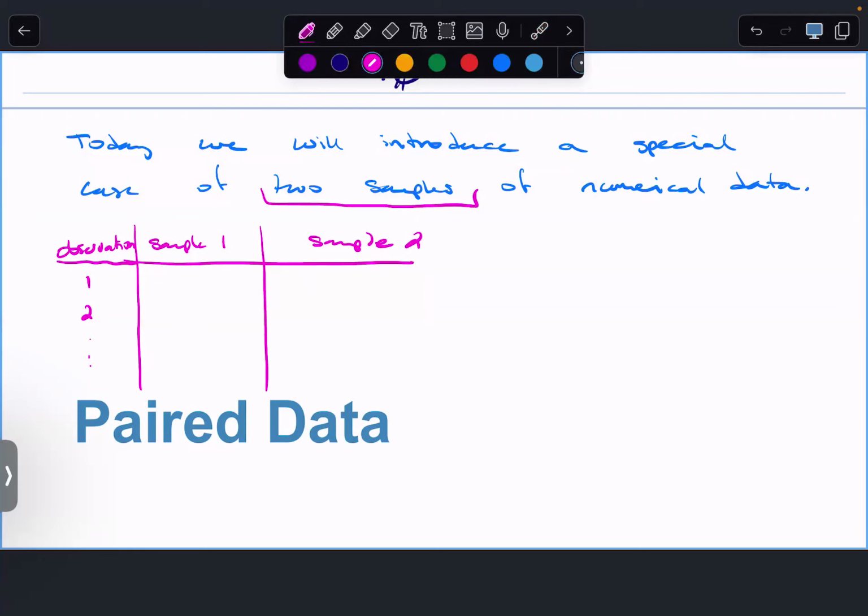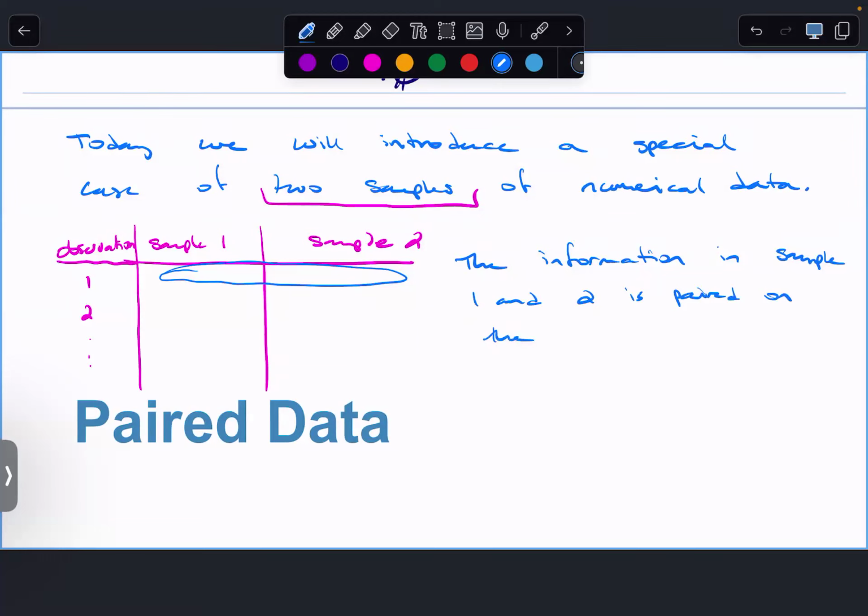Okay. And so now the information in sample 1 and sample 2, they're paired on each observation.